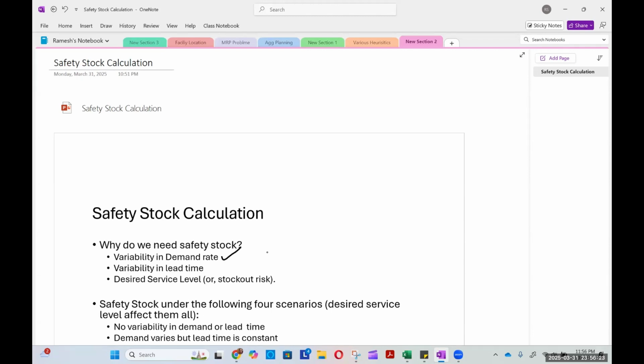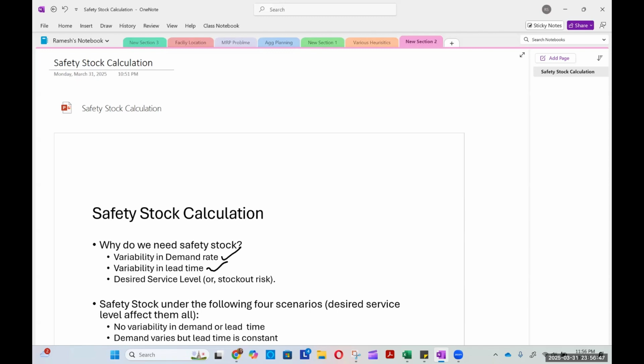So if you're in retail business, you order something from the wholesaler and the item is coming to you, that's lead time. So there's variability. Sometimes it comes in 2 days, sometimes it comes in 3 days. Demand is also varying every day. And then, of course, there's a desired service level. These are the three factors which cause you to have safety stock.